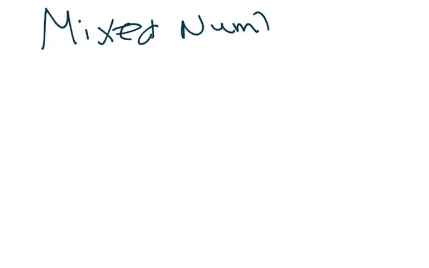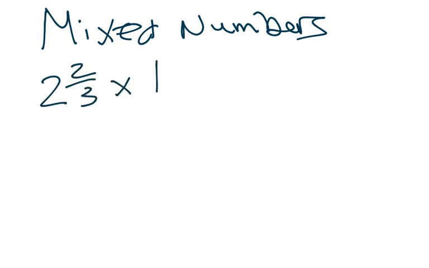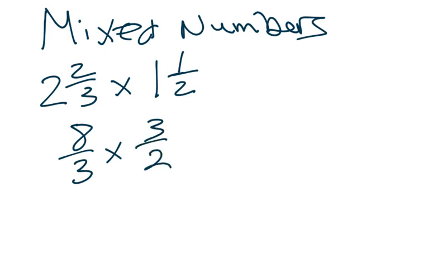Okay, my next one that I want to talk about is multiplying mixed numbers. When we multiply mixed numbers, we have to turn them into improper fractions. So I'm going to say 2 2/3 times 1 1/2. Okay, we're going to get complicated right away here. So let's take 2 2/3 and turn it into an improper fraction. 3 times 2 is 6 plus 2 is 8, so that becomes 8/3. Times 2 times 1 is 2 plus 1 is 3. That becomes 3/2.